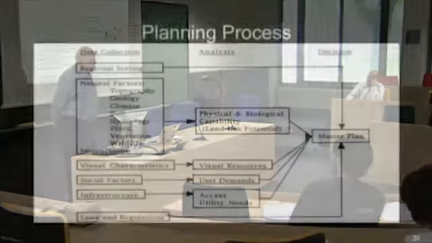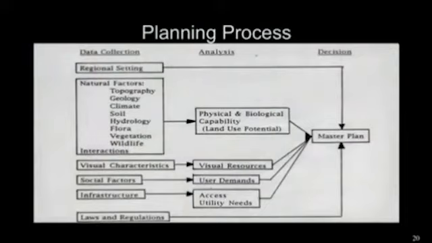is gathered for the particular city or the particular site within a city, along with other characteristics such as the visual characteristics of the site or the social factors or the infrastructure, and also a review of laws and regulations that might be affecting the planning process.